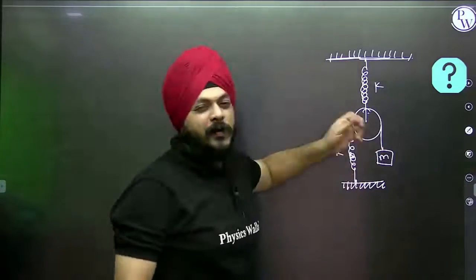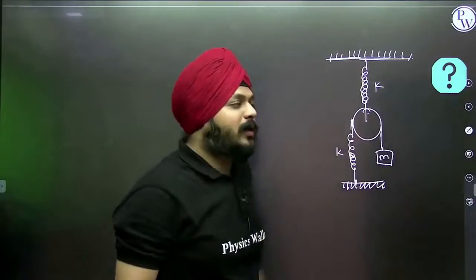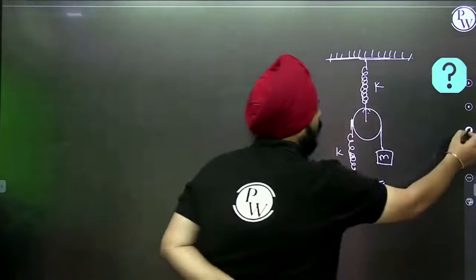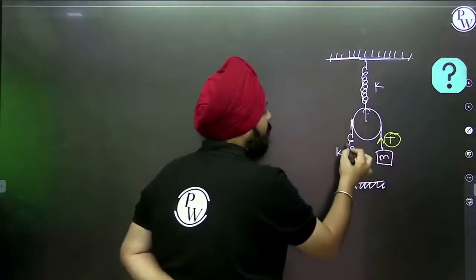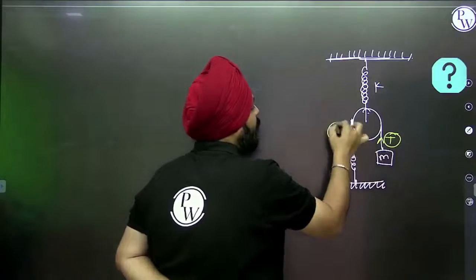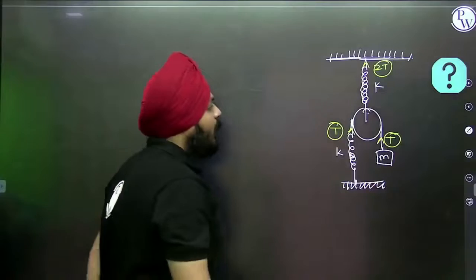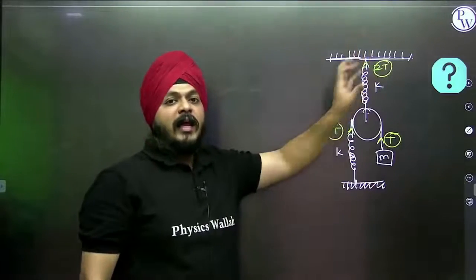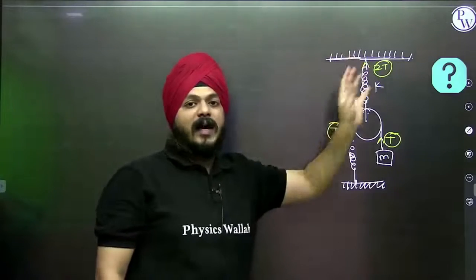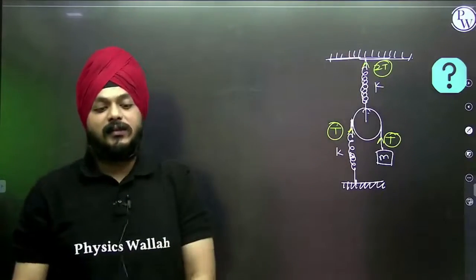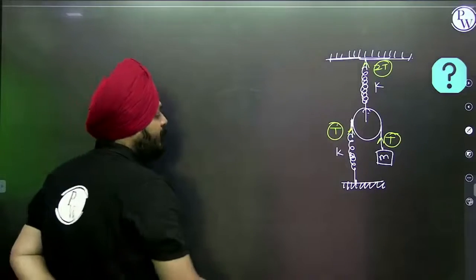Again, we are going to calculate the displacement. No, here is a simple shortcut. First of all, what will be the tension on the block? T. What will be the tension on this spring? T. What will be the tension on this spring? 2T. Two springs are there. For this shortcut, N springs are there, consider all in series.